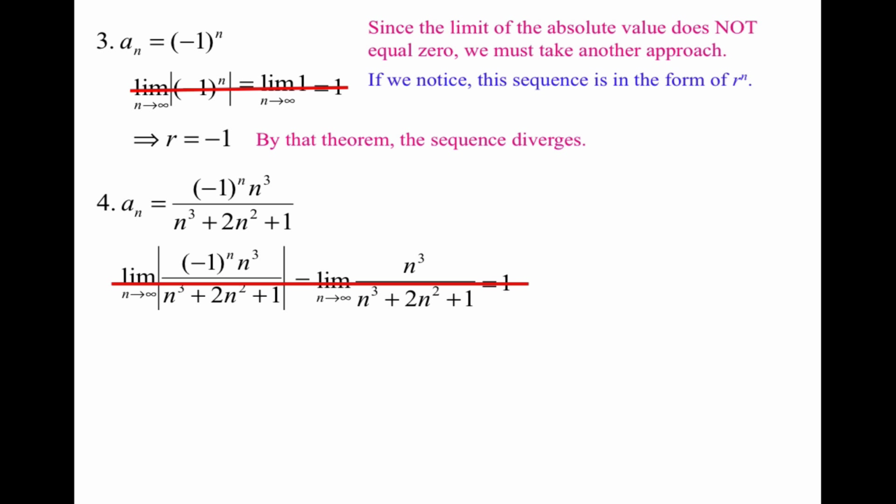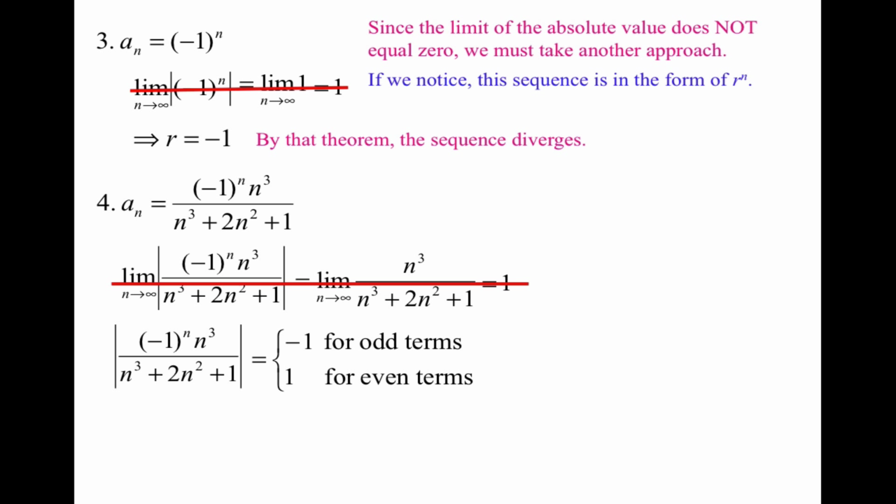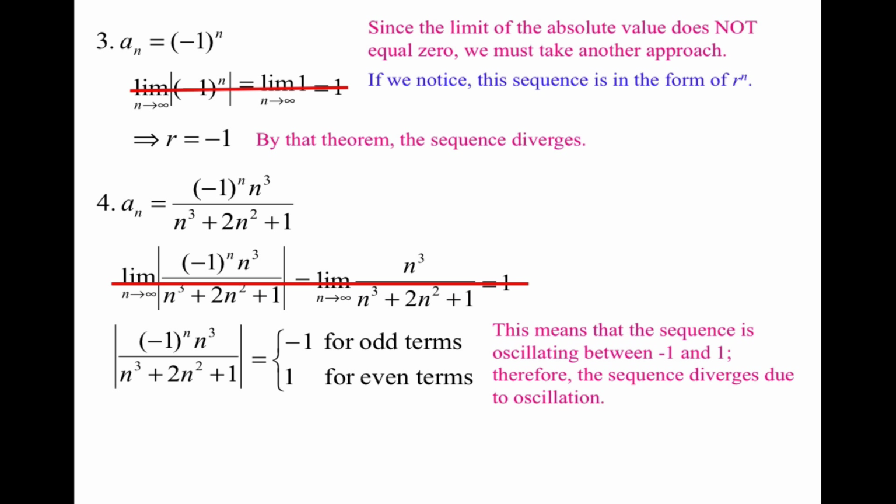Well, that doesn't work. So therefore, I have to try something else. So what is that something else? Well, if we were to look again at the absolute value of this sequence, you'll see that inside of that absolute value sequence, the sequence will either be -1 for odd terms or +1 for even terms. So this sequence is oscillating between -1 and 1. So therefore, the sequence diverges due to oscillation.